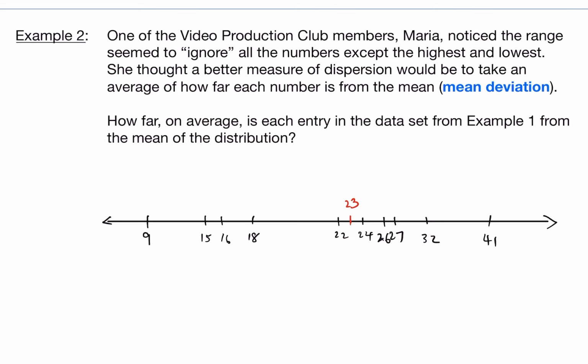Okay, so then how do statisticians resolve this? Before we go on, let's just go ahead and write that the answer to this question is 0. How far on average is each entry in the data set from example 1 from the mean of the distribution? So how far away is it on average? It's not far away at all. It's exactly on 23. So that was the point I was trying to make. So how do statisticians resolve this? Let's go ahead and go to the next example.